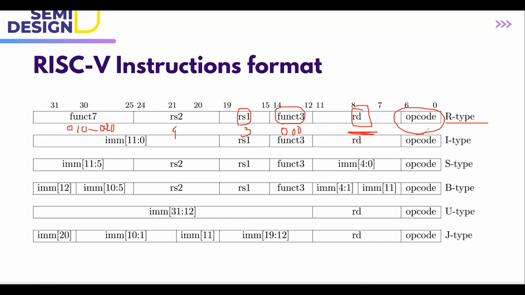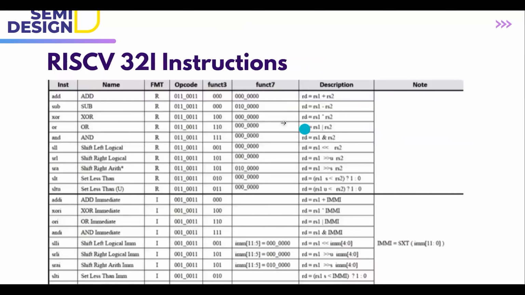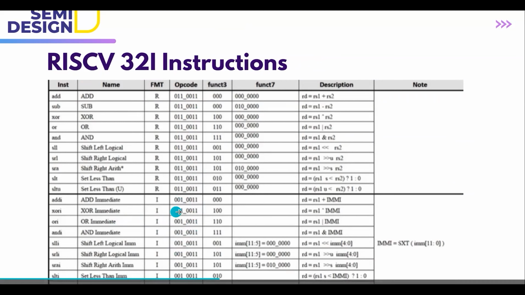So what is the value of opcode? For every type of instruction there is an opcode, as we told here, right? So here opcode is 0110011. Like that, for immediate type, the opcode value is 0010011, so that the internal system can easily understand, based upon the opcode, which type of instruction it is.